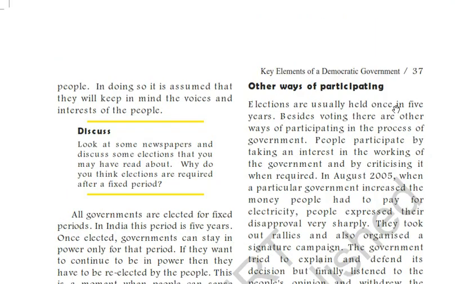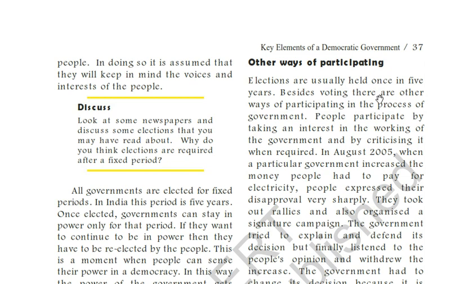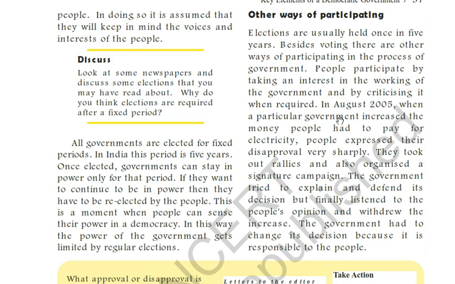So, other ways of participating. Elections are usually held once in 5 years. Besides voting, there are other ways of participating in the process of government. People participate by taking an interest in the working of the government and by criticizing it when required.